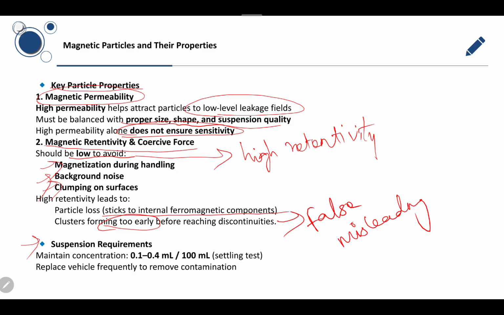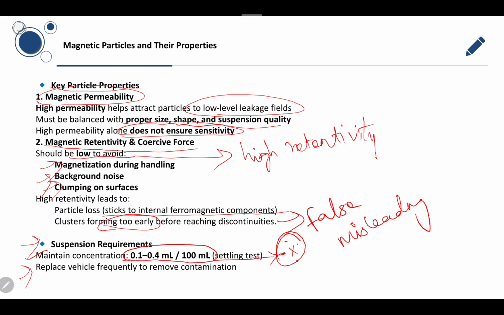Next topic is suspension requirements. For the wet method, maintaining the quality of your particle suspension is vital. First one is concentration. You must maintain the correct concentration of magnetic particles in the carrier liquid. The industry standard is typically 0.1 to 0.4 ml of particles per 100 ml of carrier, which is often checked using a settling test. This is very important. If the concentration is too low, you won't get good indications. If the concentration is too high, you will get excessive background noise.